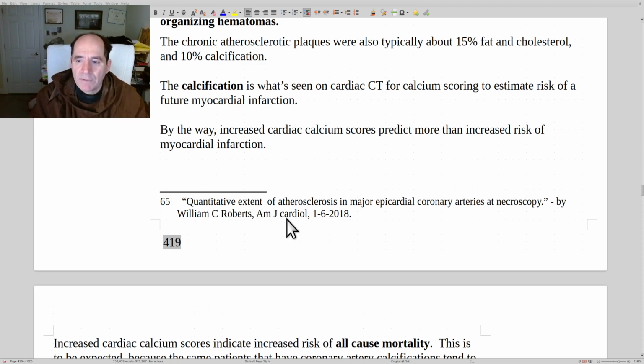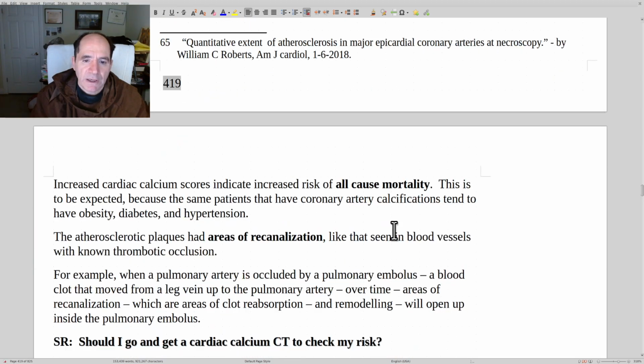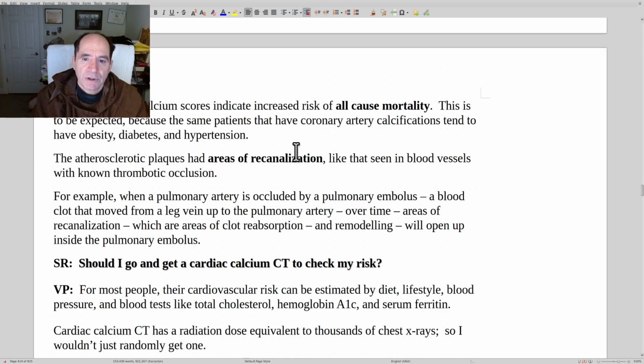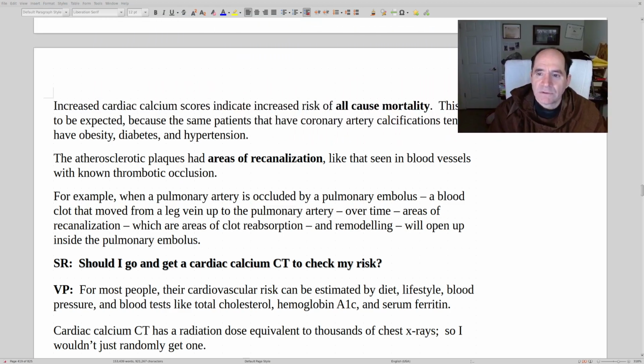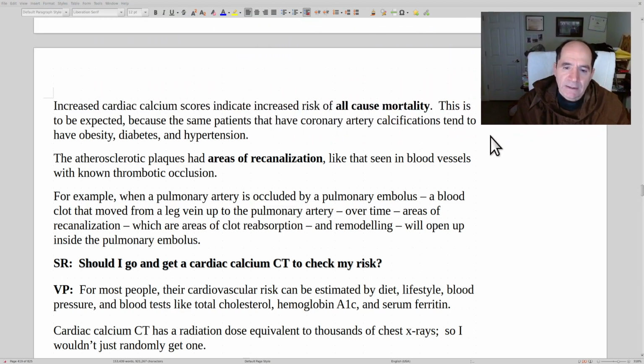Here's the big paper of William C. Roberts again, quantitative extent of atherosclerosis in the major epicardial coronary arteries at necropsy. Okay, so that's the big honking genius paper, sort of a legacy paper summing up his career, looking at thousands of autopsies of patients who died of heart attacks and ischemia-related arrhythmias. And it's a predictor, the cardiac calcium scan, of cardiac mortality, but it's also a predictor of all-cause mortality. Okay, because the same patients who get coronary artery calcifications, they also are obese and get diabetes and are hypertensive, of course.